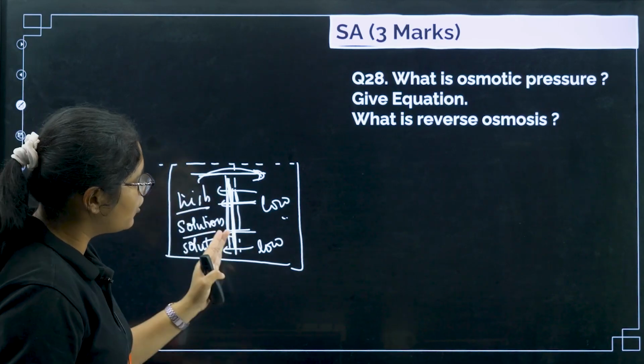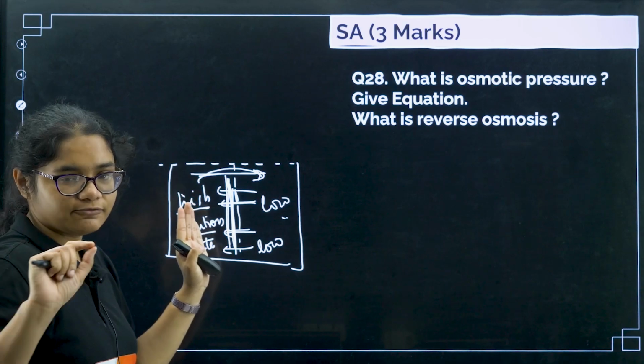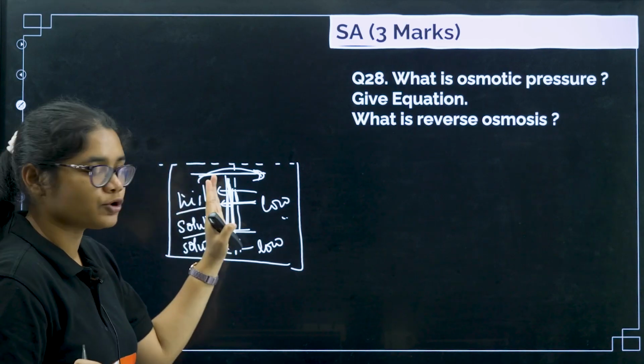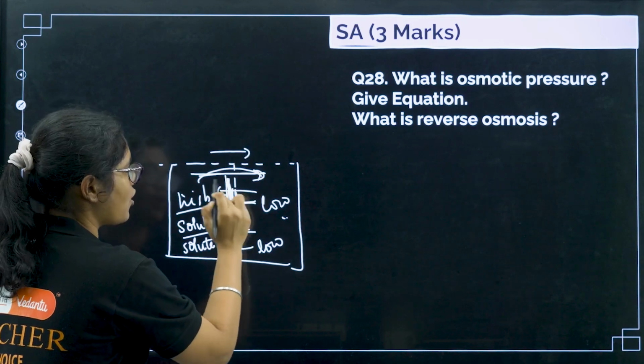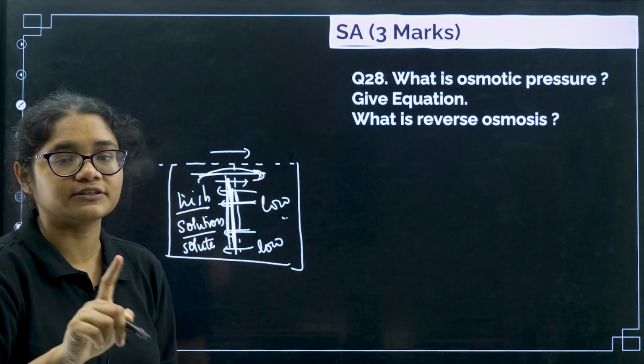Now if you give more pressure, suppose you gave 5 units of pressure and you stopped it. If you give 6 units of pressure, what will happen? It will flow in the opposite direction. That is called reverse osmosis.